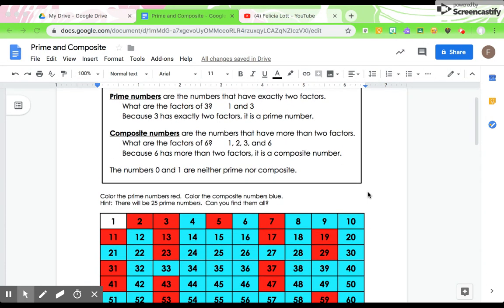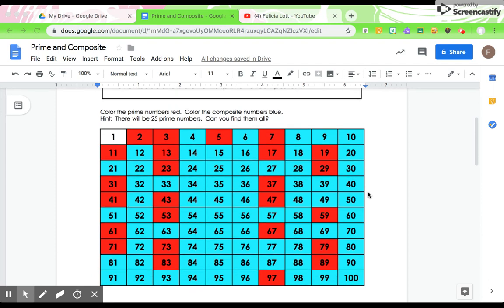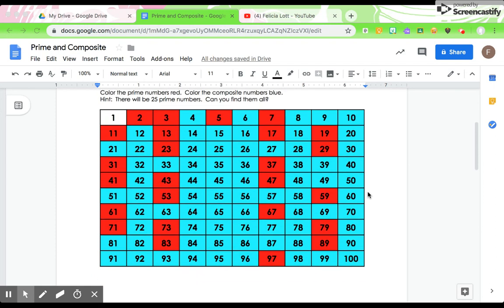Now, the numbers 0 and 1 are neither prime nor composite. Those are two very special numbers, and they don't go into either category. Now, looking below is a chart that we talked about in class last week, and many of you have been using this chart to help you identify prime and composite numbers. Now, we went through each of these numbers and discovered which ones are prime and composite. However, moving forward, I want you to try and think of other ways besides looking at this chart to identify if they are prime or composite. And I have a few strategies that we're going to talk about.